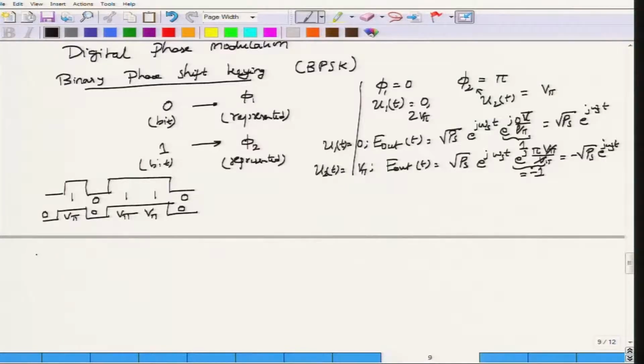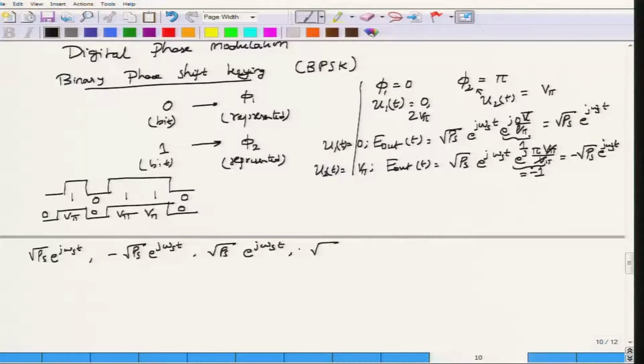Well, corresponding to 0 I should have square root Ps e to the power j omega st, then minus square root Ps e to the power j omega st, then square root Ps e to the power j omega st. Now, I should have minus square root Ps e to the power j omega st twice, and then finally, I should close it up with square root Ps e to the power j omega st. If I were to graph this, these are complex exponential terms, obviously I cannot graph them like this. What I have to do is take the real part of each of these and then plot it.